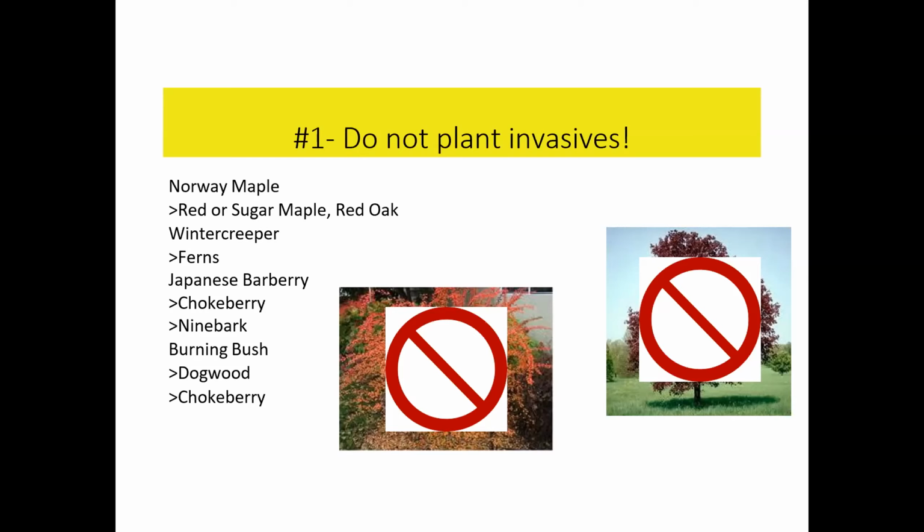They're very similar to Japanese barberry. And another favorite that people have in their yards is burning bush. Everybody likes that fiery red color in the fall. Again, this is another invasive that we find moving into natural areas. Good replacements are dogwood and chokeberry.